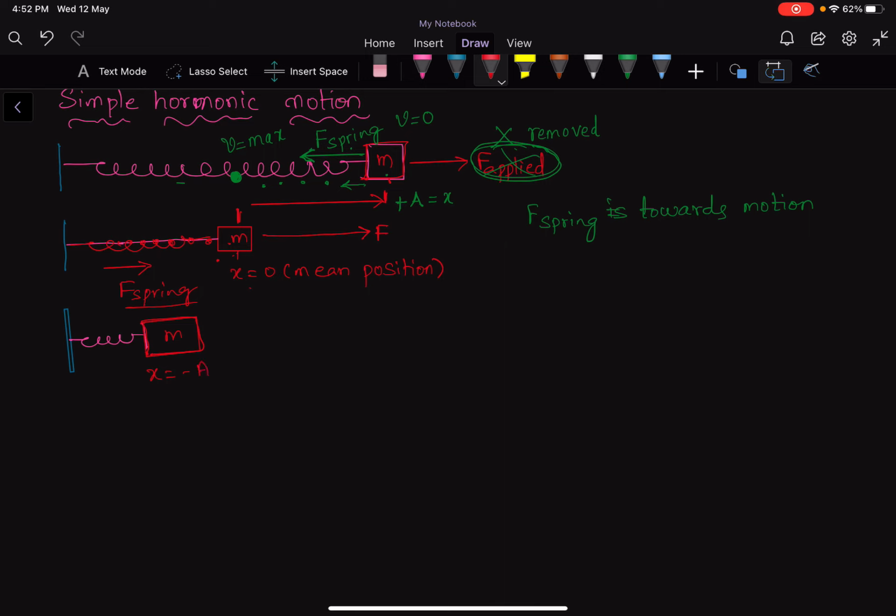Now the spring will oscillate between plus a and minus a. It is x equal to 0 position, x equal to plus a, and x equal to minus a. So x equal to plus a is called the positive extremum, and x equal to minus a is called the negative extremum. These points are called turning points.